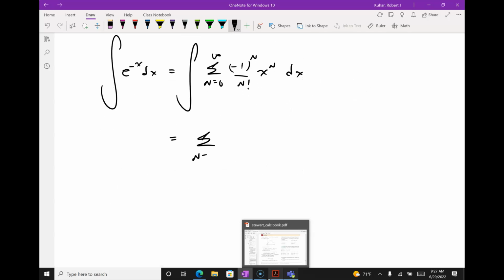So what do I get? I get the series from n equals 0 to infinity. The coefficients don't change, the signs don't change, but the x term, I've got to add 1 to that exponent and then divide by that new exponent. Remember, we're doing this from 0 to 4? I'm asking you, how many terms do I need?